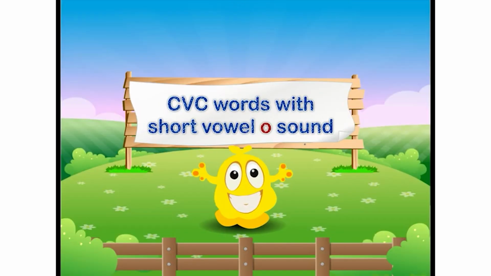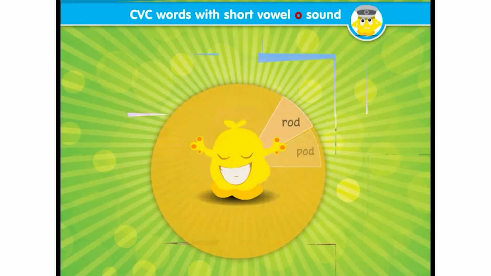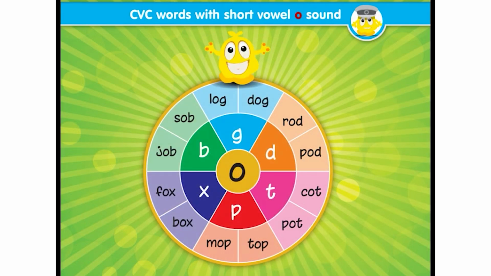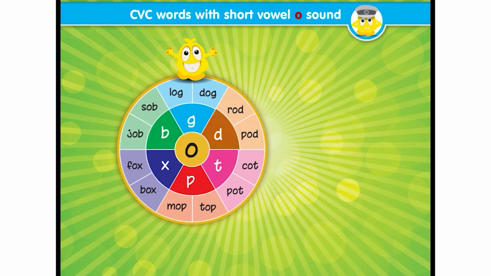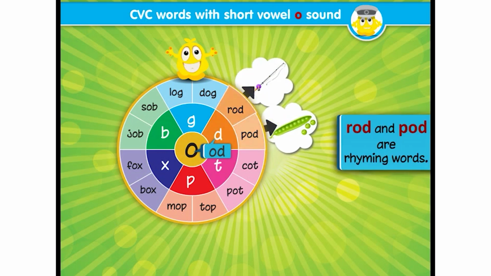CVC words with short vowel O sound. Here comes another sound wheel. Let's understand what it shows. As we see, vowel O at the center. It is the O sound wheel. O and D makes od, as in rod and pod. Rod and pod are rhyming words.